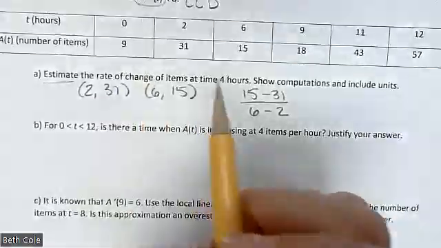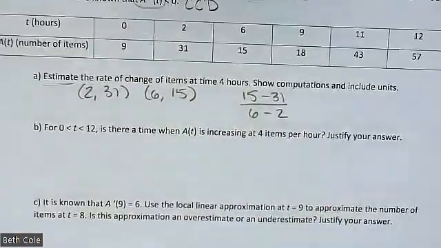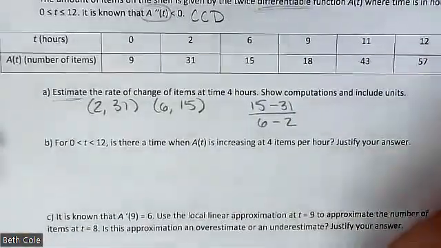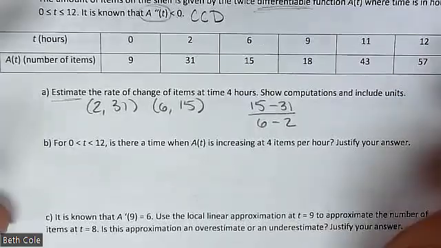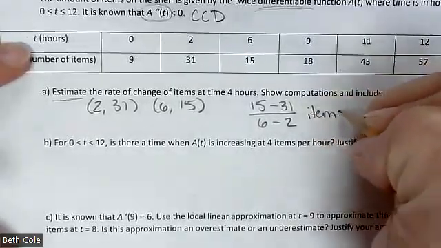All right. Now it says show the computations. That's that. But it also wants units. Items per hour.